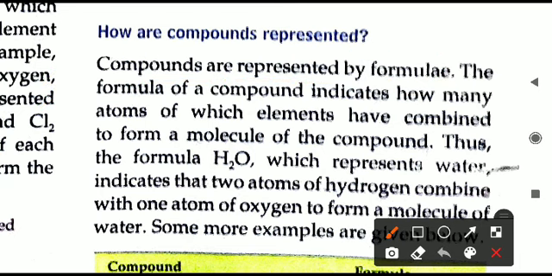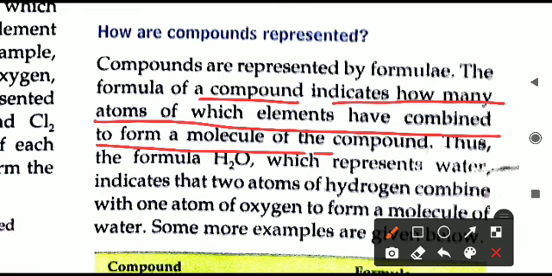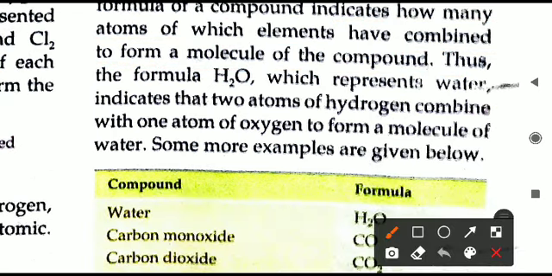What information do we get from a formula? The formula of the compound will indicate how many atoms are in the particular molecule of the compound. Like if we talk about water, the compound water is there. In that the formula is H2O. H2O is the formula of a compound called water.